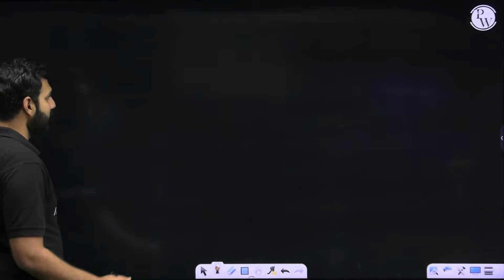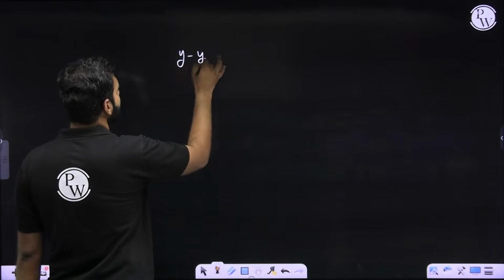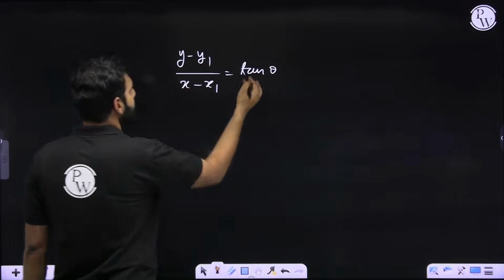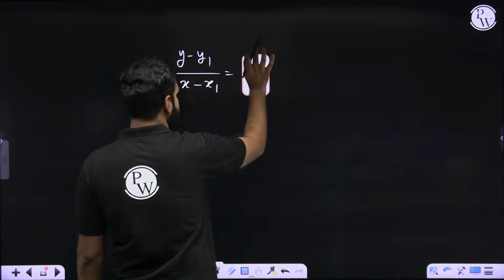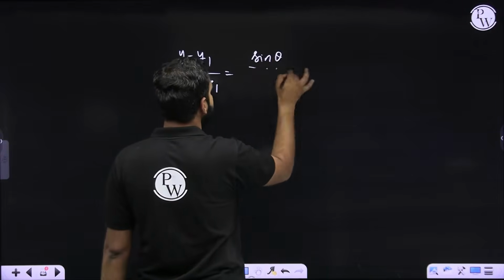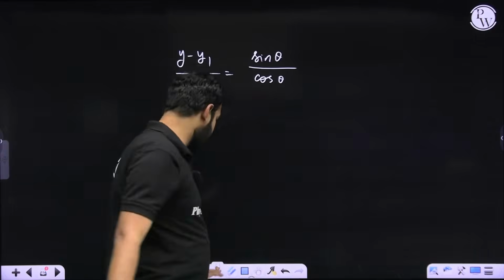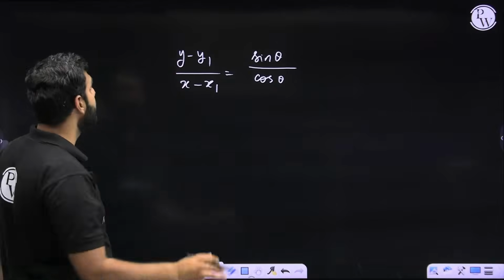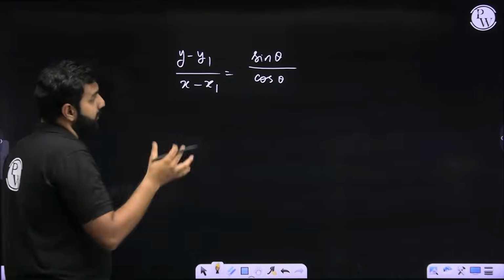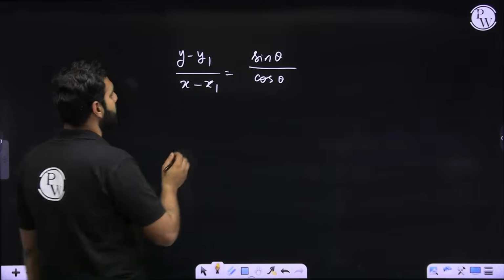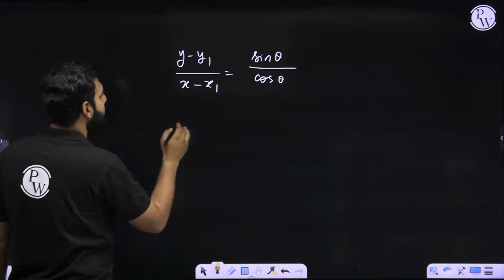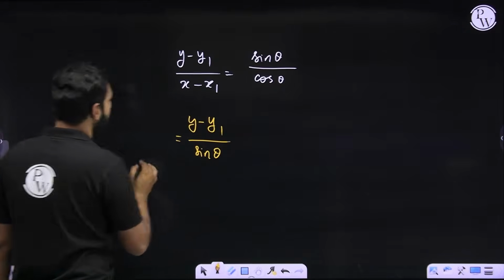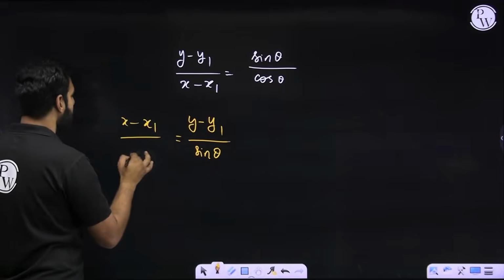I'll simply tell you a very simple result that we know: y minus y1 upon x minus x1 is equal to tan theta, right? Can I write this tan theta as sin theta upon cos theta? Yes, we can. This will help you a lot in understanding the parametric form of a straight line. I take x minus x1 there, sin theta I bring here. So it becomes y minus y1 upon sin theta is equal to x minus x1 upon cos theta.